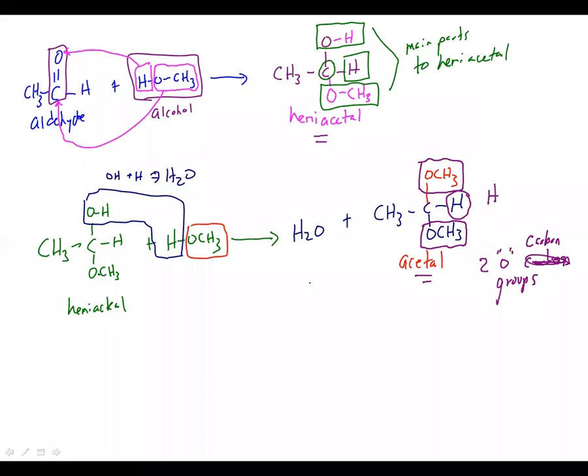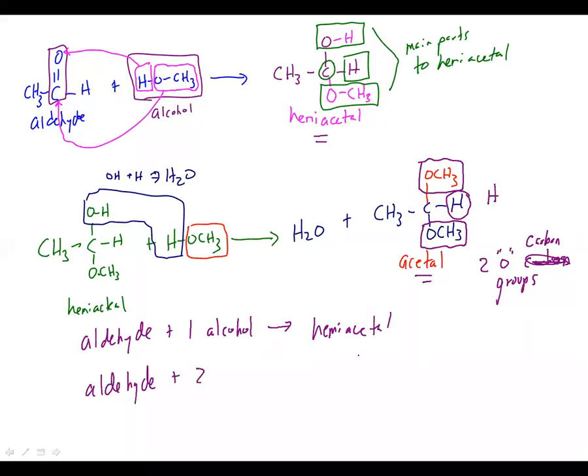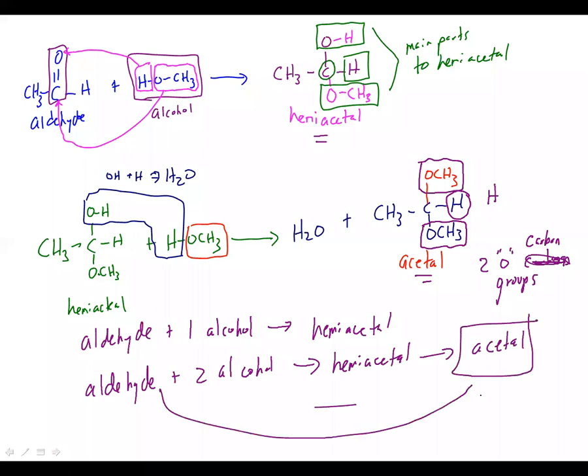So to summarize this reaction, if you take an aldehyde and you add one alcohol to it, you will get what is known as a hemiacetal. If you take an aldehyde and you add two alcohols to it, you will first make a hemiacetal, and then you will end up at the acetal at the very end. So you basically will go all the way over here.